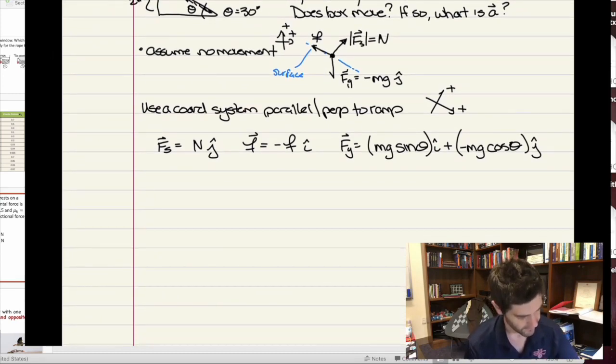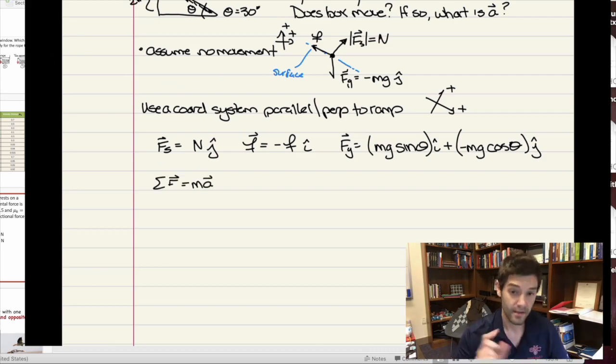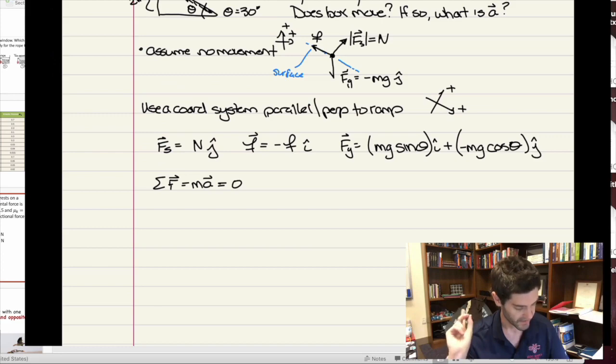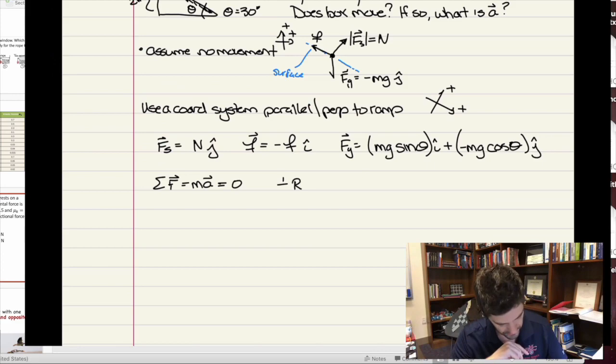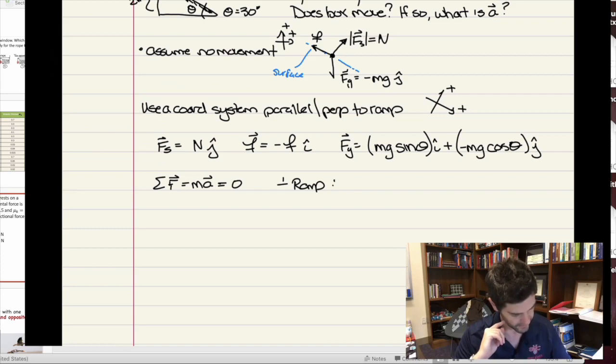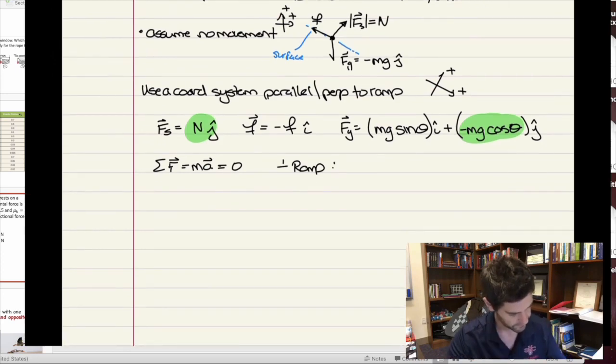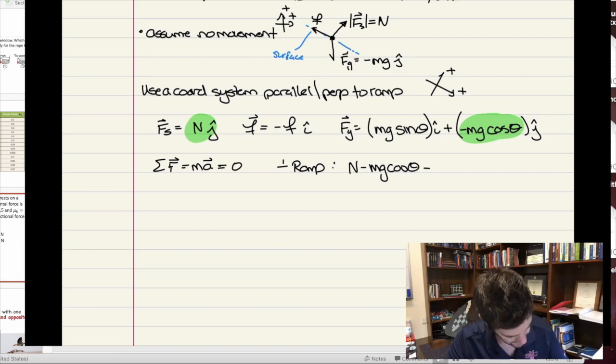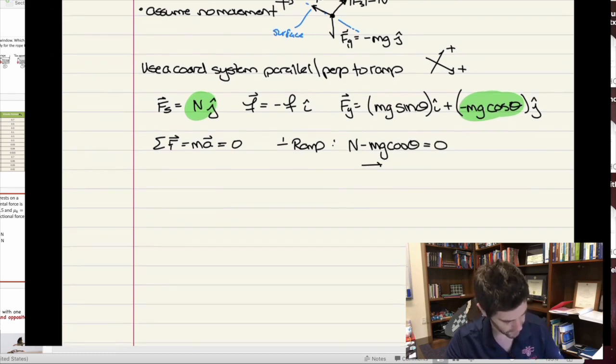Alrighty, so then again, F equals ma, or rather the sum of the forces equals the mass of the box times the acceleration of the box. If we are assuming the box is not moving, then we can set the acceleration equal to 0, or rather it's remaining stationary. Usually the easier case is the perpendicular to the ramp part, which is dealing with this, and it's dealing with this. So then that says N minus mg cosine theta equals 0, or that the normal force is mg cosine theta.